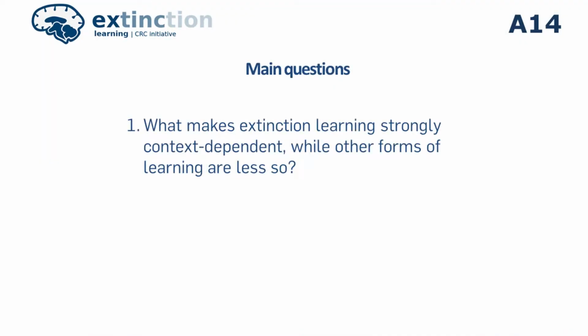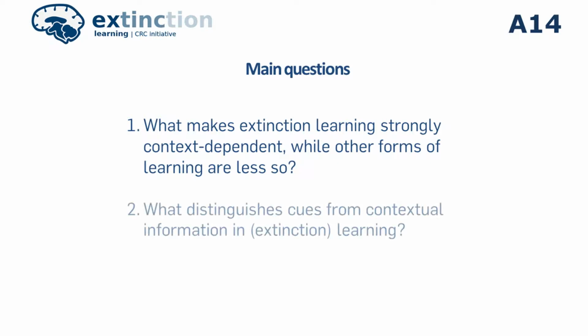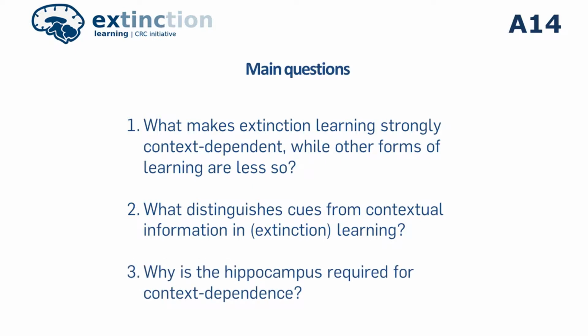We will ask three main questions. What makes extinction learning strongly context dependent, while other forms of learning are less so? What distinguishes cues from contextual information in extinction learning and learning in general? Why is the hippocampus required for context dependence? Previous answers to these questions all have some difficulties accounting for some important results. I therefore propose new answers in this project.